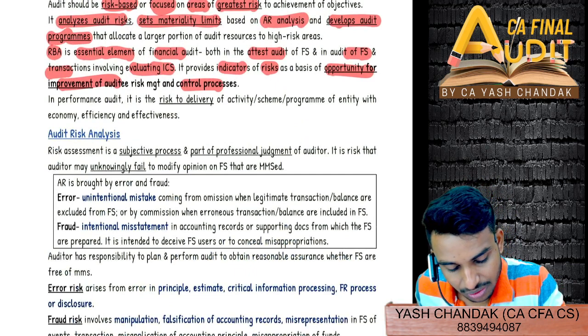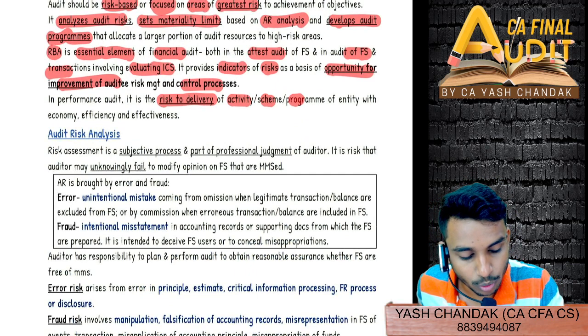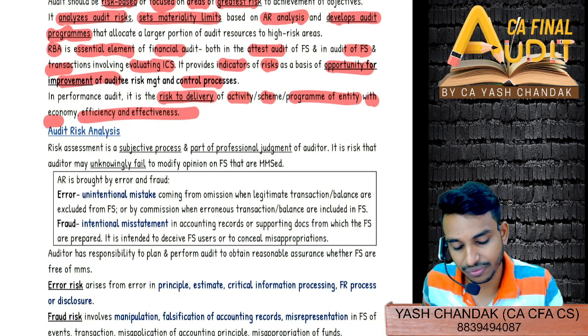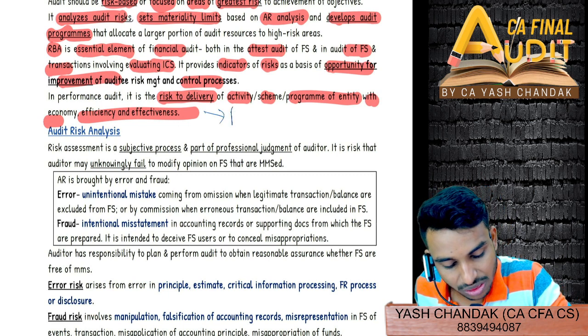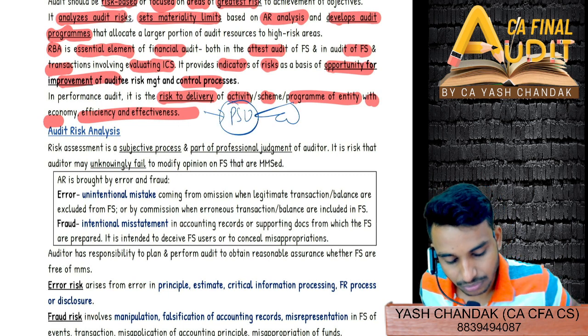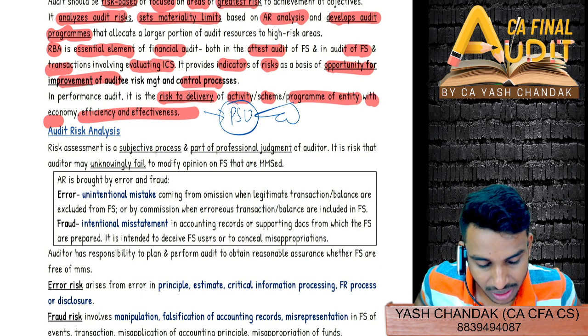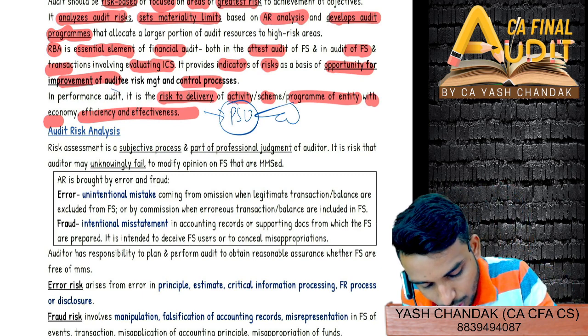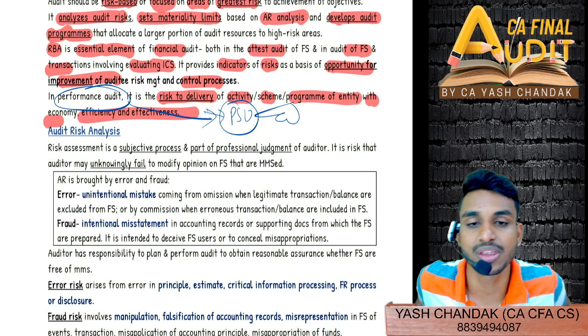In performance audit, it is the risk to delivery of activity, scheme, program of entity with economy, efficiency, and effectiveness. So they are referring to the PSU chapter here, which deals with economy, efficiency, and effectiveness in the case of performance audit. So you will learn performance audit in the PSU chapter.